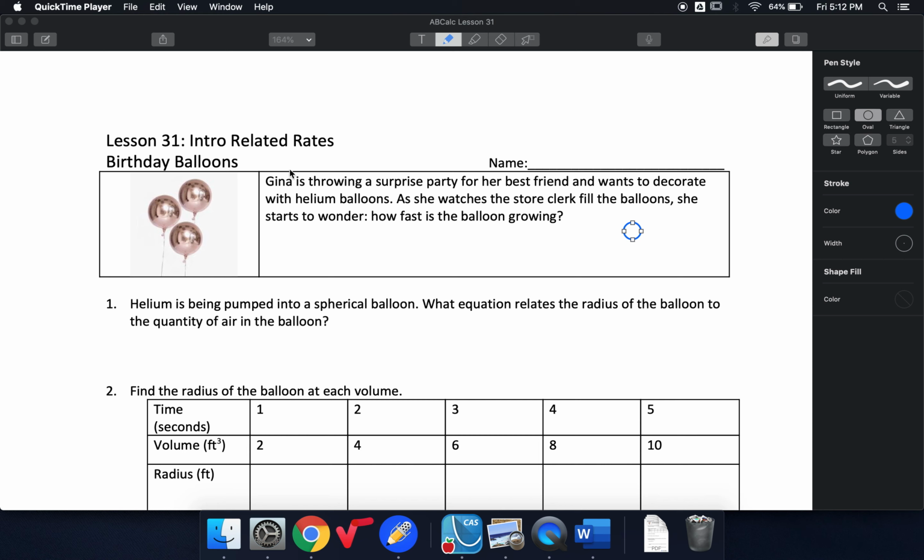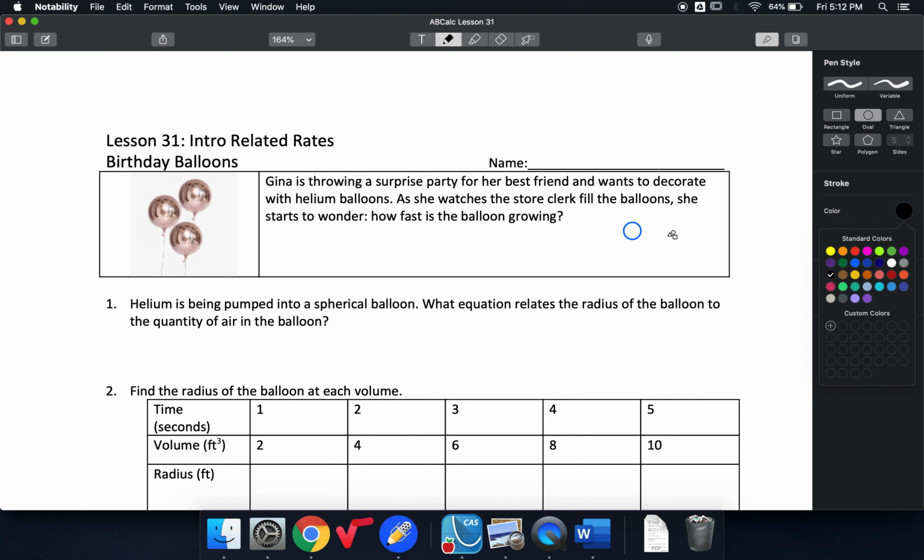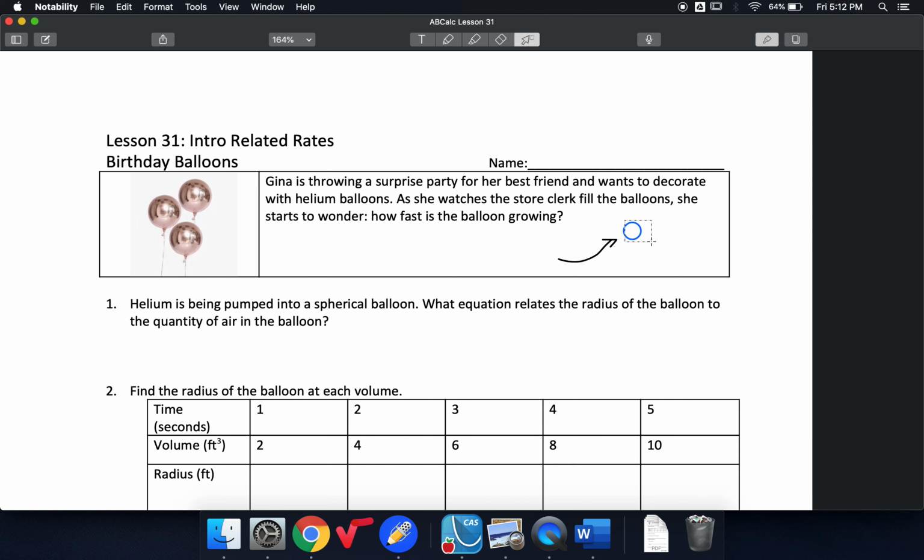We're going to be thinking about some related rates. And often we think about balloons with related rates because it's super easy to visualize. So if I'm going to fill up this balloon, I'm going to attach my hose and put some air in. So it'll go into the balloon, and as that happens, my balloon is going to get bigger.